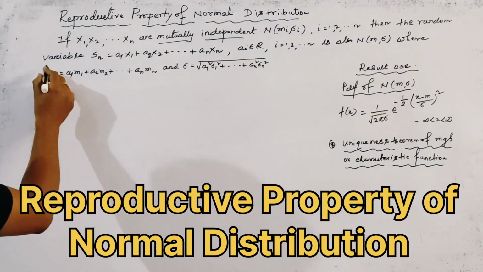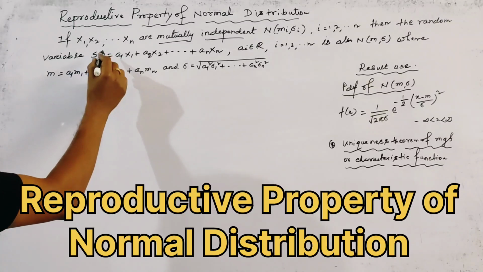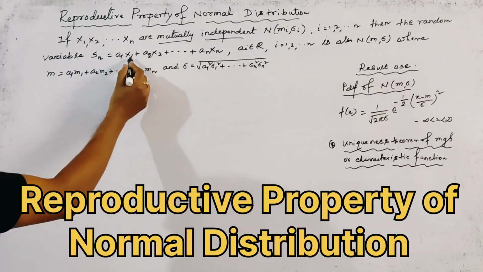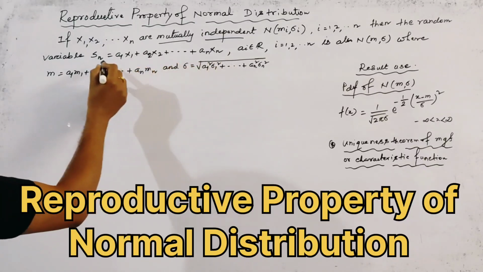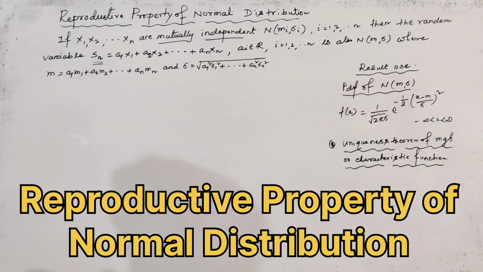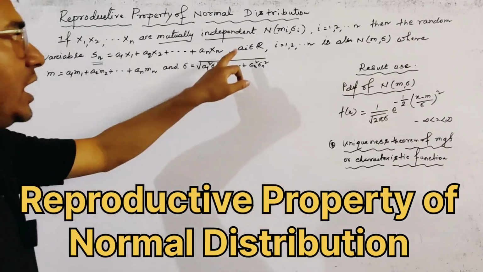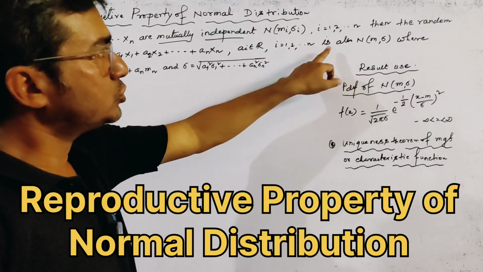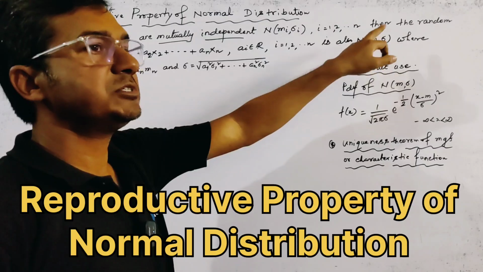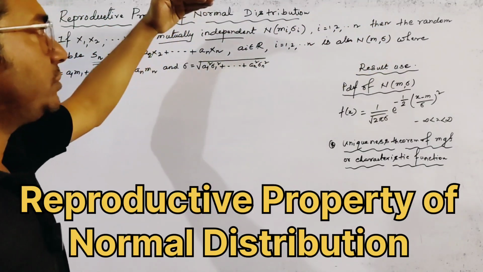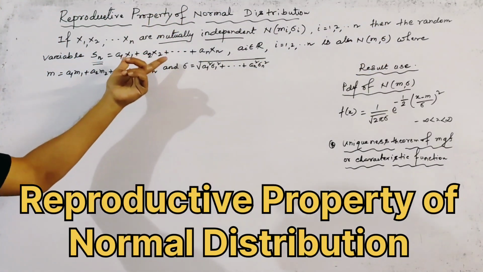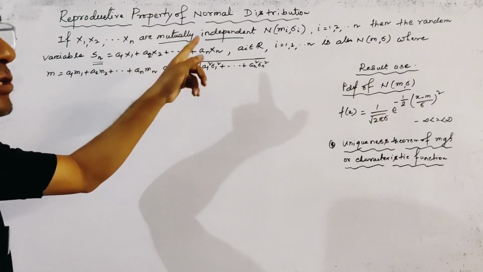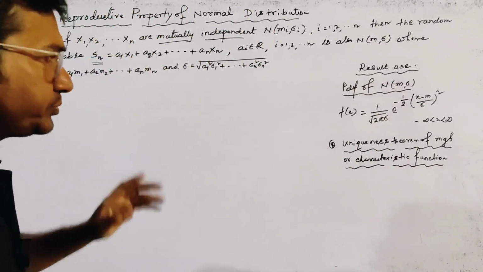Then the random variable given by the linear combination a1 X1 plus a2 X2 to an Xn, denoted by Sn, where ai are real numbers for i equal to 1 to n, is also a normal(m, sigma) distribution. This is the reproductive property. The linear combination of n independent normal distributions is also a normal distribution.